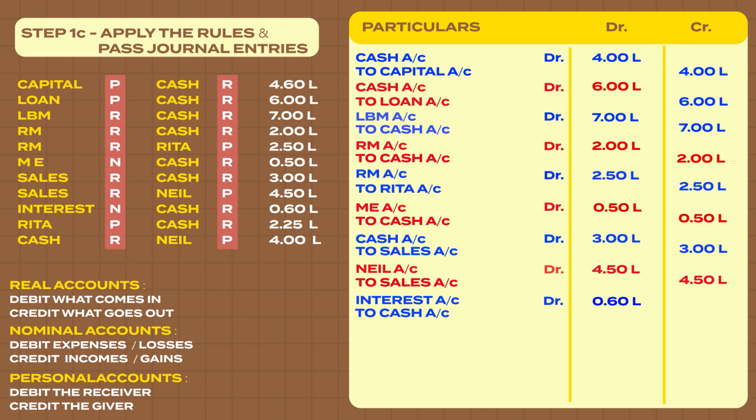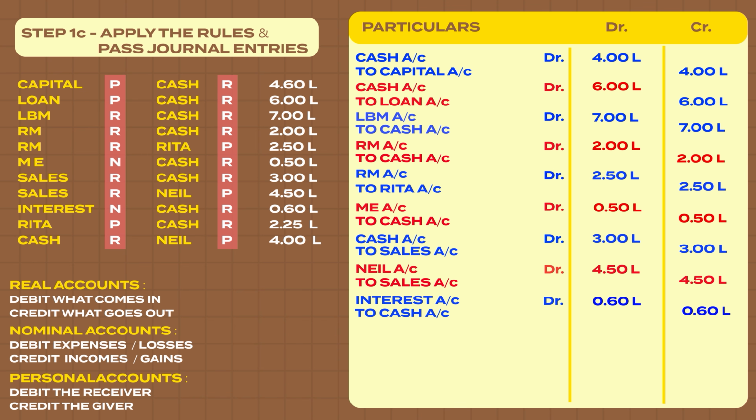You're looking at interest. Interest is a nominal account. What was the rule? Debit expenses, credit incomes. Oh, this is interest debited, so this must be interest paid on loans. Had interest been credited, it would give you an idea this is the interest earned on deposits. So it makes accounts a little more user-friendly. And when you paid interest, cash went out, so credit what goes out.